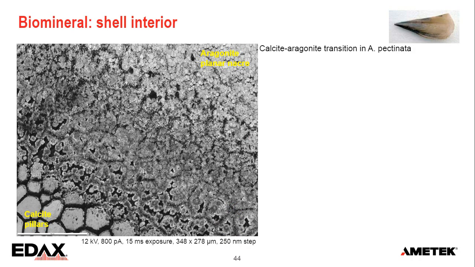Then the next one, the interior of a shell. So here we have a few hundred picoamp, 15 millisecond exposure, 12 kV. Again, much higher was not realistic. It would just damage the material. And here we can see on the inside of the shell, we have calcite pillars on the lower left. That's where the muscle of the animal was attached. And towards the top right, we get the smooth nacre surface of the inside of the shell. And what I try to analyze here is a transition from the pillars to the full nacre coverage.